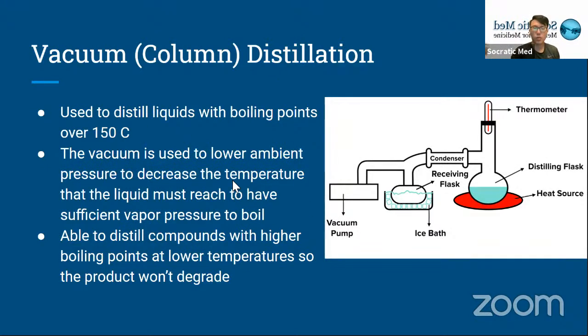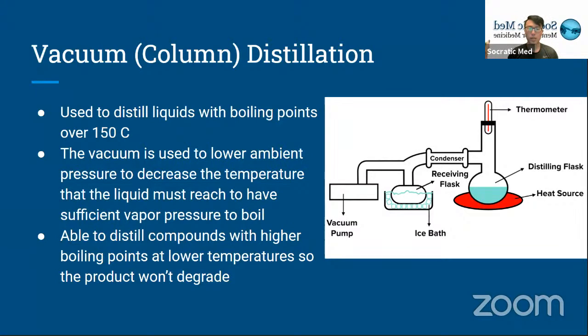The vacuum is used to lower the ambient pressure to decrease the temperature that the liquid must reach to have sufficient vapor pressure to boil. As you know, boiling is when the vapor pressure is greater than the ambient pressure. So the vacuum will lower the ambient pressure in order to decrease the temperature that the liquid has to reach. Basically, it will decrease the temperature needed to boil the solution.